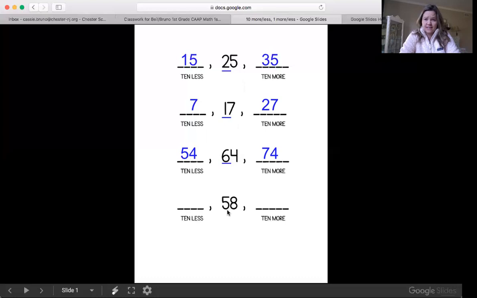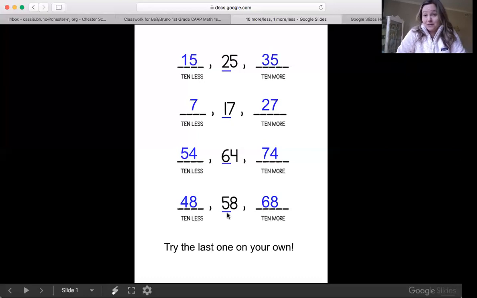Let's look at this one here. 58. Which digit is in the tens place? If you said 5, you are correct. So 10 less than 58 would be 48. And 10 more than 58 would be 68. See, it's just that tens place that is changing. Now I'd like you to try the last one on the page on your own, if you have it printed. And if you do, then you can always send it to me to check, or Mrs. Beal.